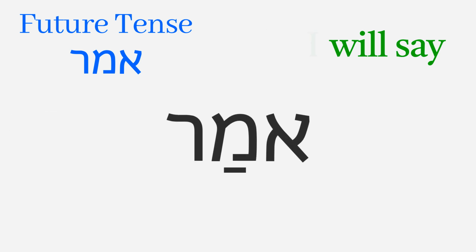Lastly, the ani, I form, adds an aleph with cholam as a prefix. With these kinds of roots that begin with aleph, the aleph of the root and the aleph prefix merge together into just one aleph. So I will say is omar, spelled with just one aleph.